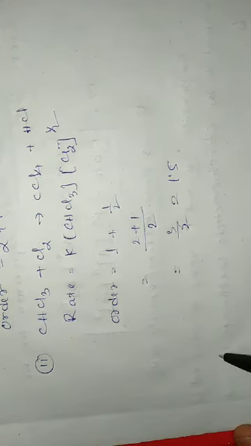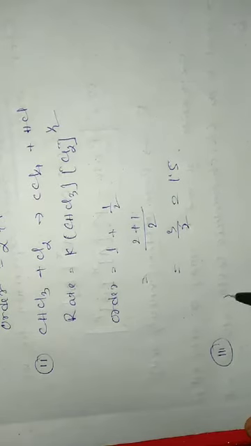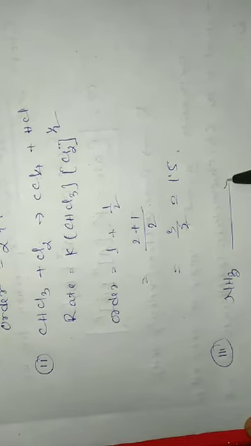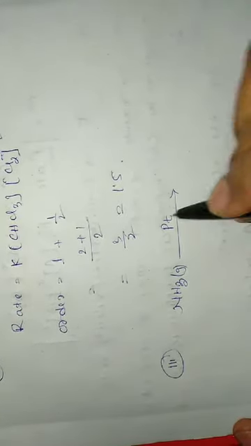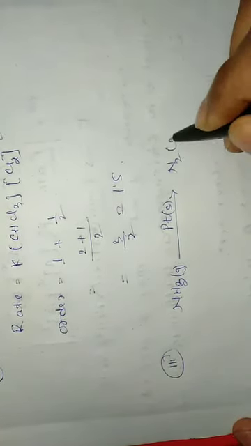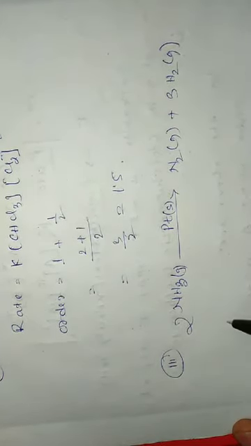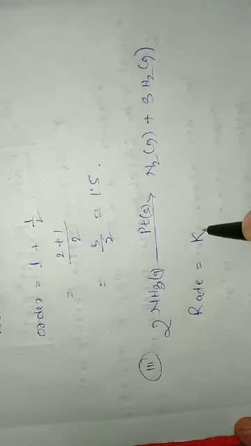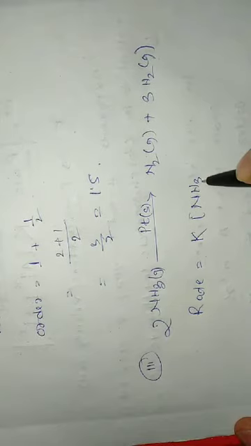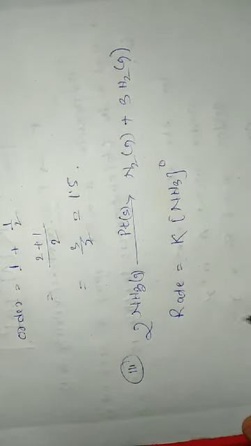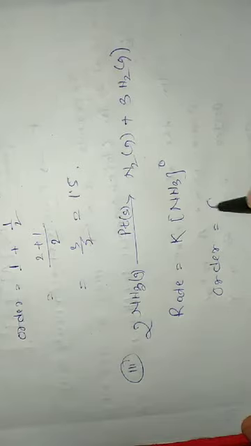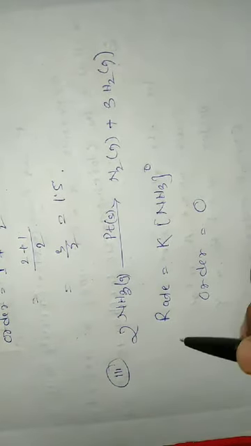One more example of a reaction. Ammonia gas decomposes on the surface of platinum, produces nitrogen and hydrogen gas. Experimentally it is observed that the rate expression for this reaction is K into concentration of ammonia to the power 0. So how many order of this reaction? This is a zero order reaction.